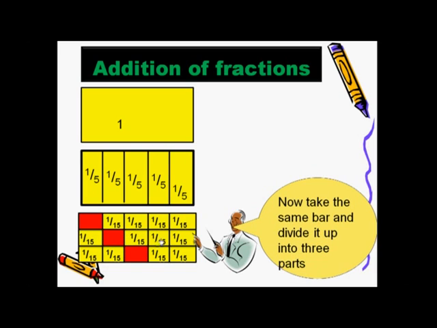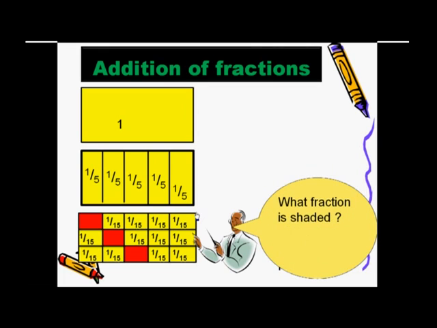1, 2, 3, 4, 5. 1, 2, 3, 4, 5. And 5 3s are 15. But one part is 1 out of 15 parts. And how many parts have I shaded here? 3 out of 15 parts. Now you're going to pay attention to the video clip that will come after this. Good. So you have answered this question. What fraction is shaded? And the answer will be 3/15. And let's see what 3/15 is equivalent to.